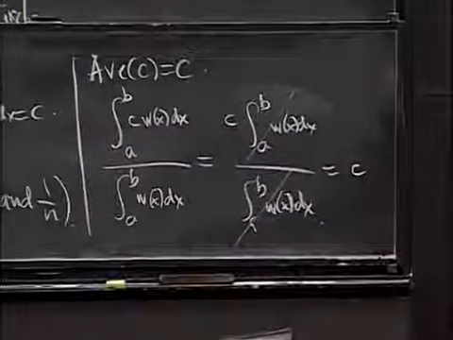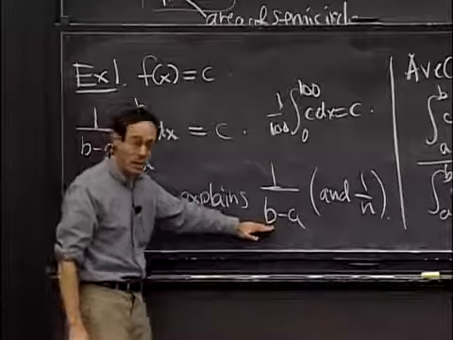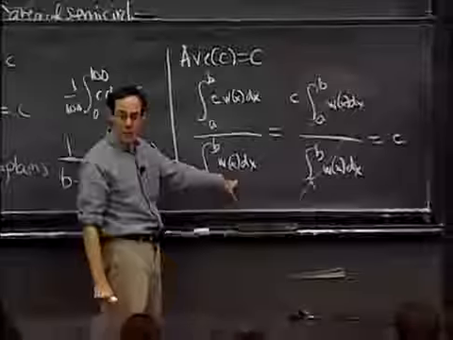So in the previous case, this property explains the denominator. And again, over here, it explains the denominator.